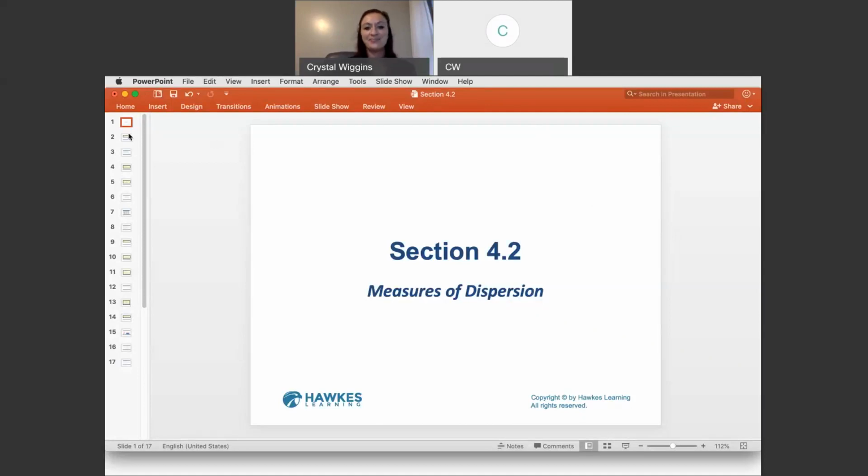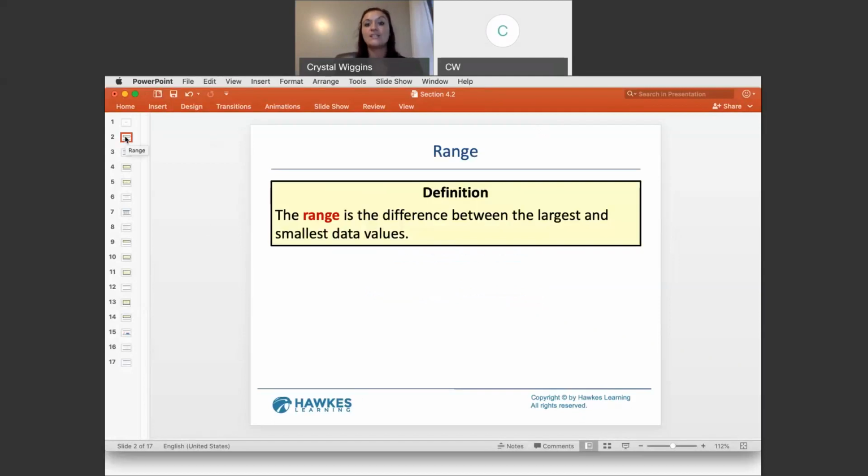The range is the difference between the largest data value and the smallest data value. We worked with the range when we were calculating class width. Recall, class width for quantitative data was the max minus the min, and then you divide by how many classes you wanted. So the range is the top of the class width formula. It is the max, largest value, minus the min, smallest value.